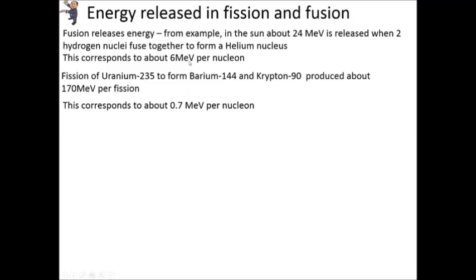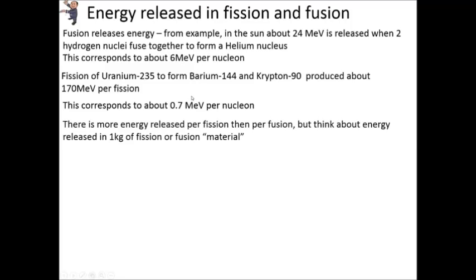So we've got two numbers. Here we've got fission is 0.7 mega electron volts per nucleon, and fusion is 6 per nucleon, but there's more energy released per fission than per fusion, because here it's 170 mega electron volts per fission as opposed to 24 mega electron volts per fusion. But we need to think about the energy released in an amount of fuel. So even though fission releases more energy per event than fusion, let's just think about the energy released in 1 kilogram of fuel, of fission or fusion material.